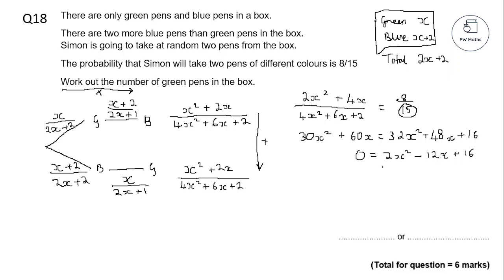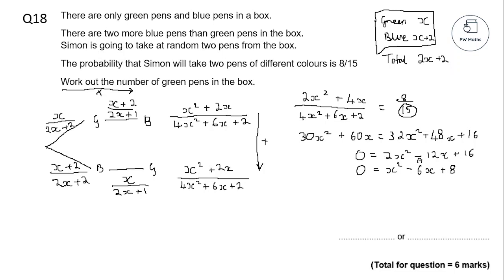You could actually make your life a lot easier now by dividing both sides by 2. 0 equals x squared minus 6x plus 8. You are allowed to do this because we are dividing the left and right hand side of the equation by 2. There are 4 ways of solving a quadratic. I could throw it in the calculator, but that won't work because it's a non-calculator exam. I could complete the square. I'm not a massive fan of solving quadratics by completing the square. I could use the quadratic formula. I'm not a big fan of that either.